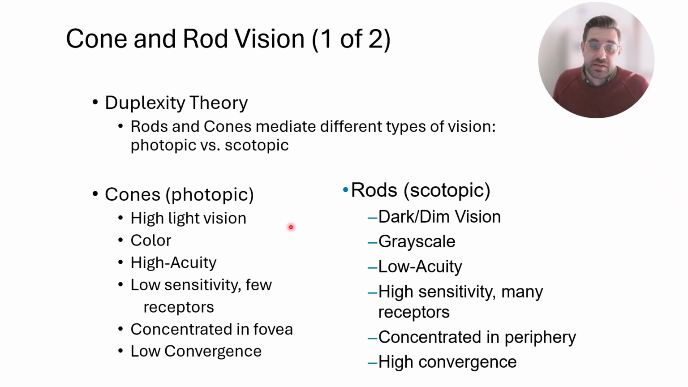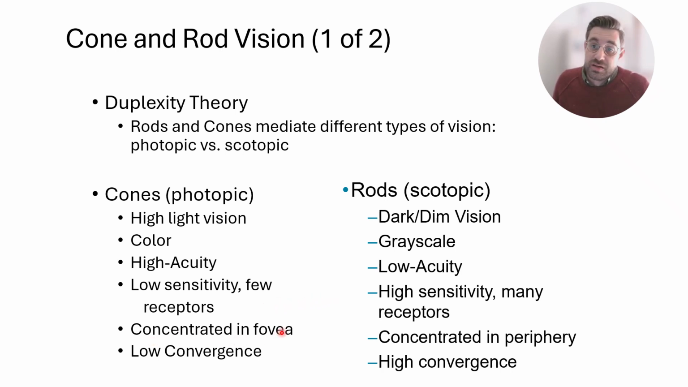But you can see that cones work best under high light condition. You turn the lights on, whereas rods work better in the dark. Cones see color and rods don't. Cones are clear, high acuity. Rods are kind of blurry. Cones are low sensitivity, right? We can't see in the dark with cones, okay? Whereas rods are high sensitivity, we can see in the dark with rods, okay?